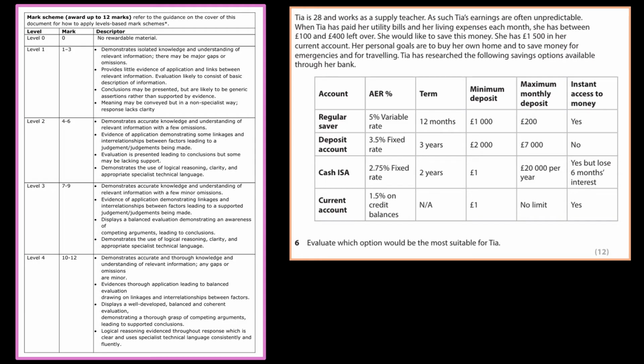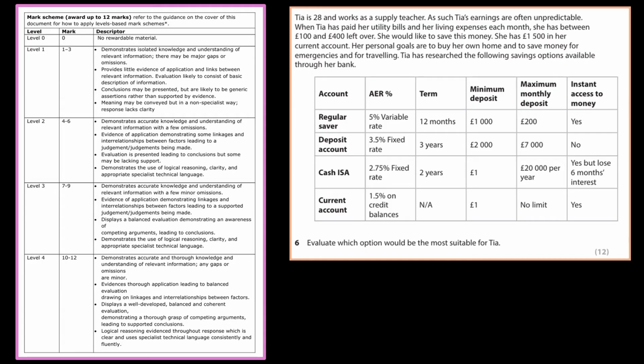So they will mark your answer in line with whether it is a level 1, 2, 3 or 4 answer. And you can see that a level 4 answer means that the examiner is going to award you somewhere between 10 and 12 marks because it demonstrates an accurate and thorough knowledge and understanding of relevant information, and any gaps or omissions are minor. Evidence throughout the application is leading to a balanced evaluation.